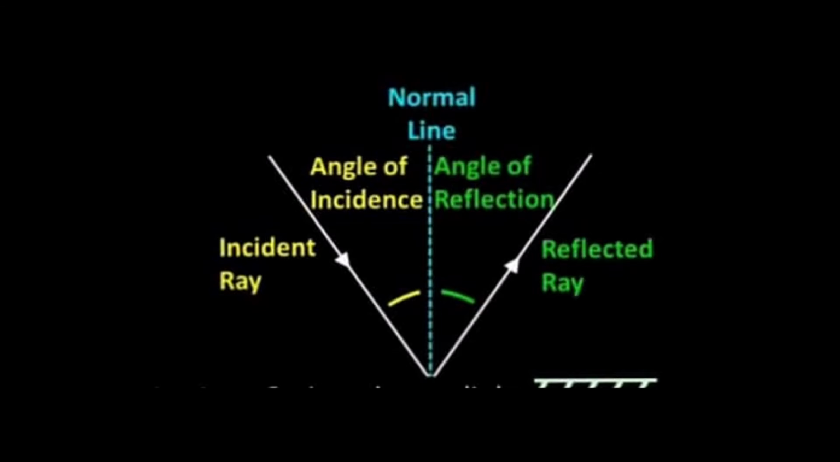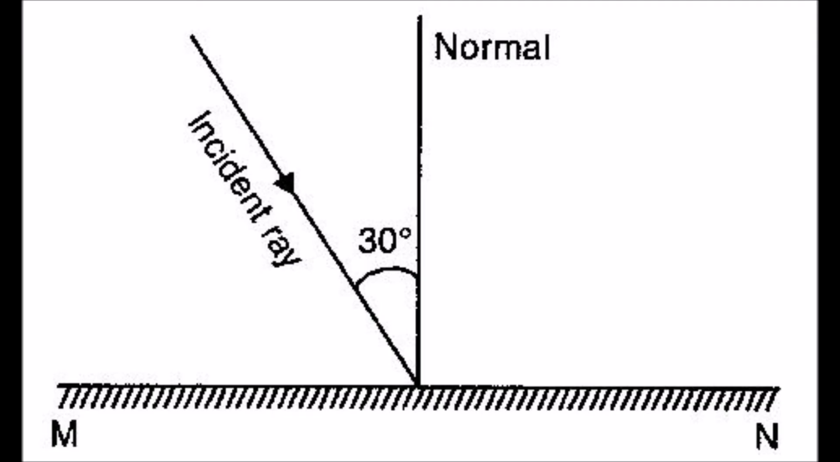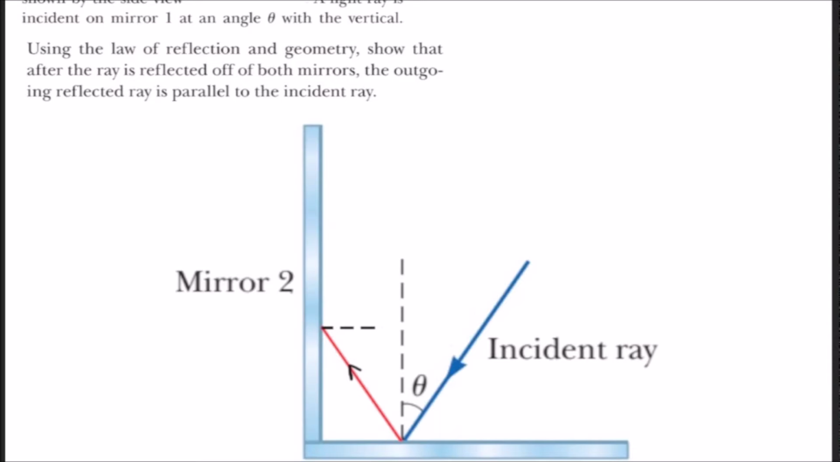Laws of reflection. 1. The angle of incidence is equal to the angle of reflection. And 2. The incident ray, the normal to the mirror at the point of incidence, and the reflected ray all lie in the same plane. These laws are applicable to all types of reflecting surfaces, including spherical surfaces.